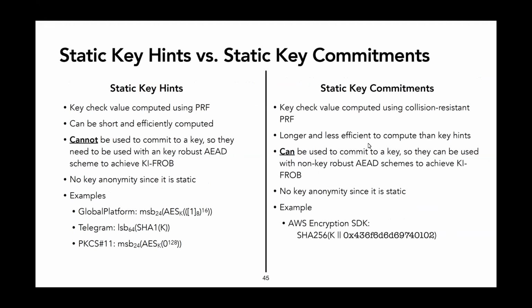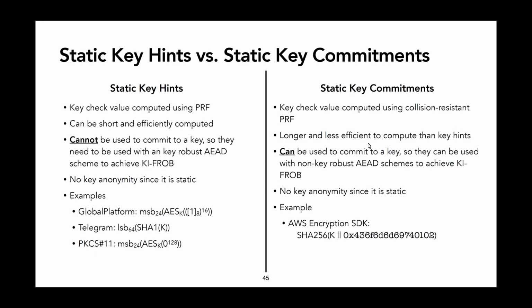And we specifically divide static key identifiers into two subcategories: static key hints and static key commitments. For static key hints, the key check value is computed using a PRF. So these can be short and efficiently computed. However, they cannot be used to commit to a key. So they need to be used with a key robust AAD scheme to achieve KIFROB. The benefit of static key hints, however, is that they can be used in more bandwidth constrained environments when ciphertext links might need to be shorter. And of course, they don't provide key anonymity since the key label and key tag themselves are static. So there's a couple of examples of this used in practice.